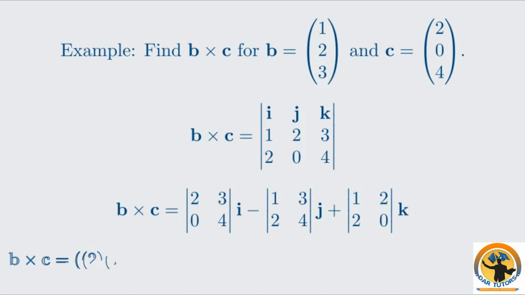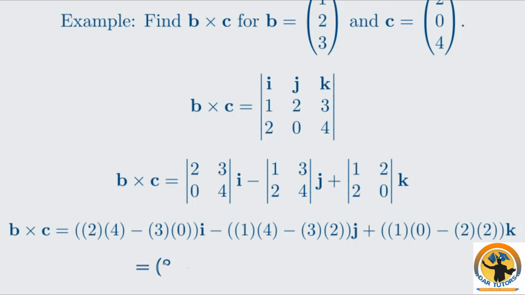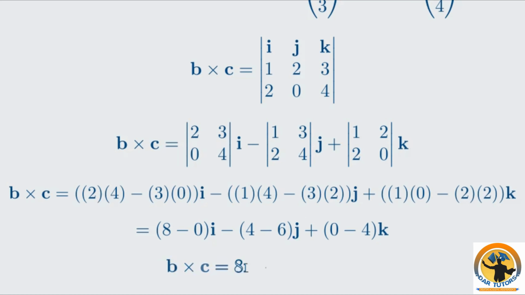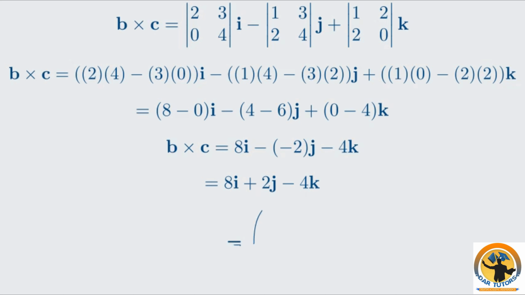Now we calculate the 2x2 determinants. For i, we have 2 times 4 minus 3 times 0, which is 8. For j, we have 1 times 4 minus 3 times 2, which is minus 2. And for k, we have 1 times 0 minus 2 times 2, which is minus 4. Simplifying this gives us 8i plus 2j minus 4k. So the vector product B cross C is the vector (8, 2, -4).